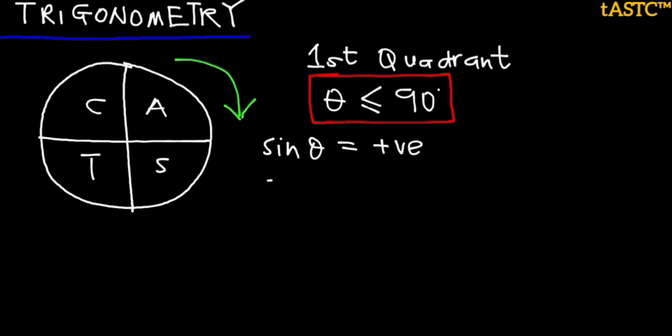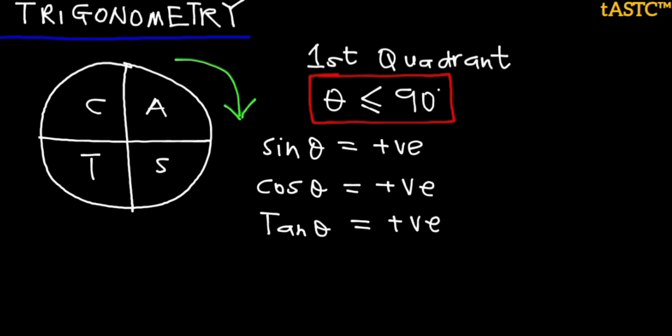Next up, we have the cosine. Cosine theta is also going to give a positive, as well as tan theta. So that is basically it for the first quadrant. Pretty easy, isn't it? Now let us move on to the second quadrant.